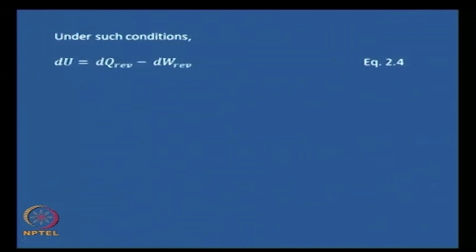Now let us put this all together. We can write under such conditions dU equals dQ reversible minus dW reversible, just substituting the terms into the first law. Looking at whatever we did earlier, dQ reversible was nothing but TdS, and dW reversible in our particular case right now is nothing but PdV. Therefore dU equals TdS minus PdV.